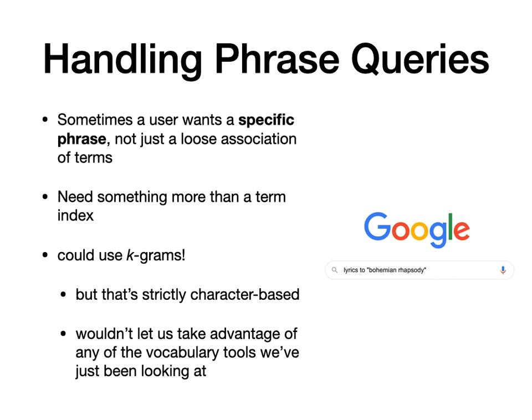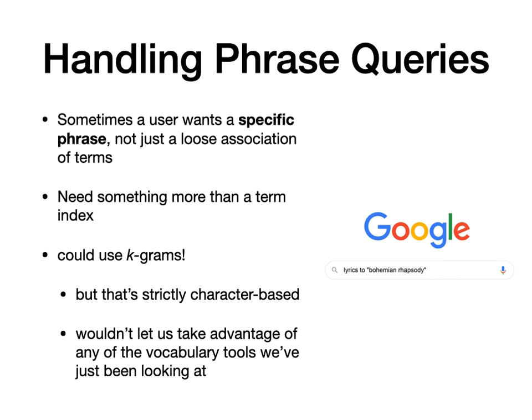Okay, so your search system can take a bunch of words, right? I type a few words into the search bar and it goes through. But sometimes I need a specific phrase, not just a loose association of all the terms in a grab bag. You need something more than just the simple term index. What if I want to search for Bohemian Rhapsody?